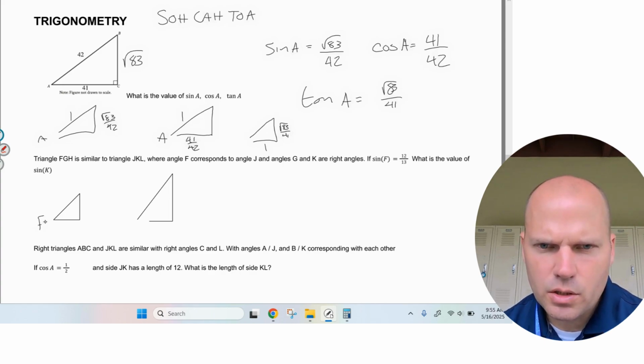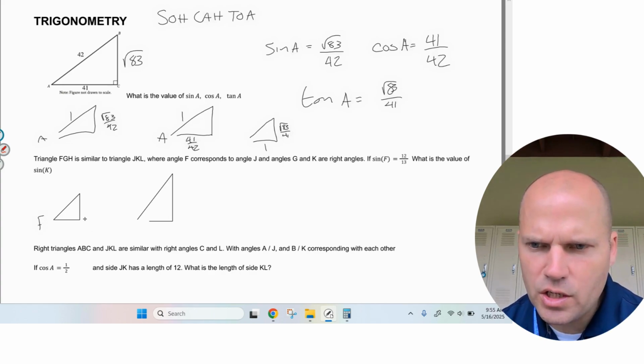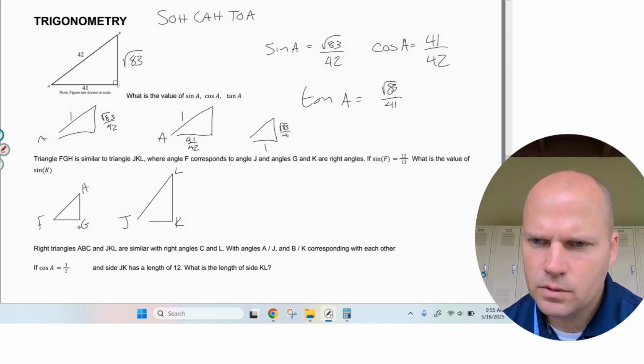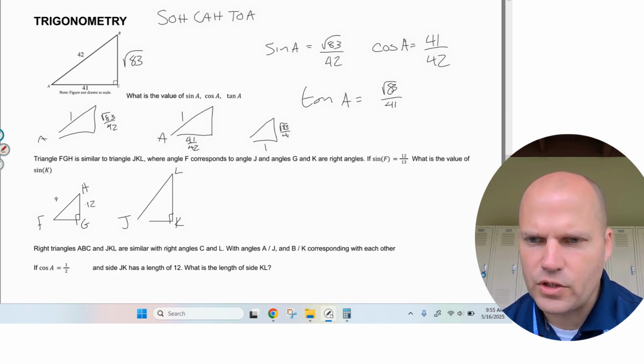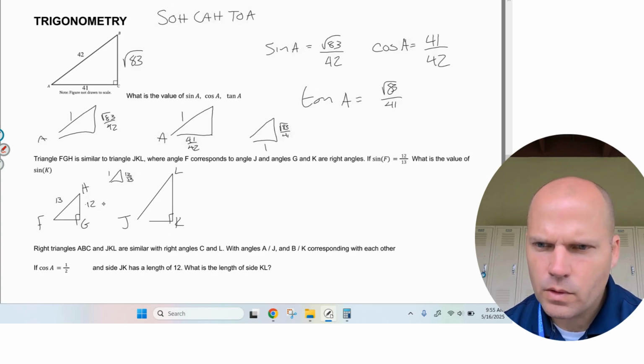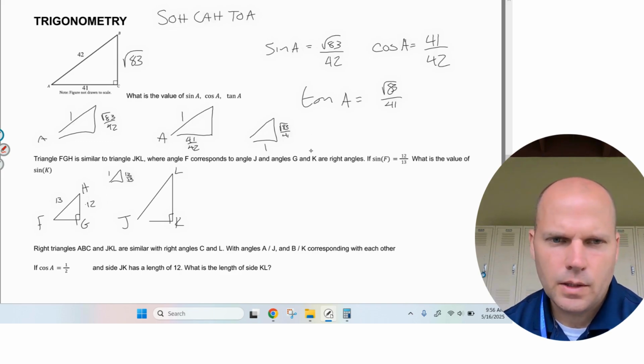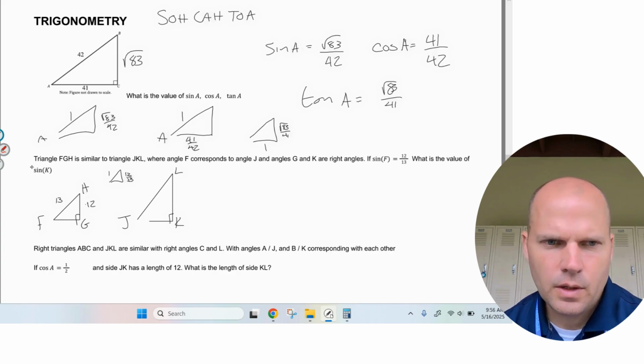F, G, H, J, K, and L are the right angles. So F, G, H, J, K, L. The sine of F is 12 over 13. You can either say this is 12, this is 13, or you could say you have 12 over 13 over 1. I didn't mean this to be K. I meant this to be the sine of L.